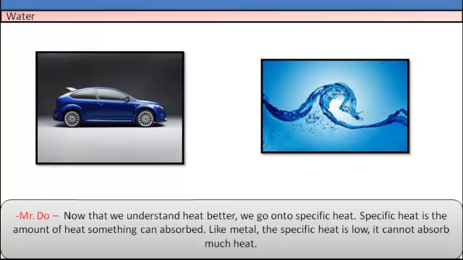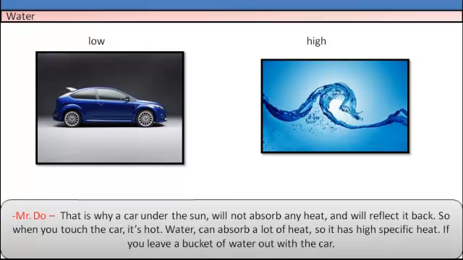Now that we understand heat better, we go into specific heat. Specific heat is the amount of heat something can absorb. Like metal, the specific heat is low. It cannot absorb much heat. That is why a car under the sun will not absorb much heat and will reflect it back. So when you touch the car, it's hot.